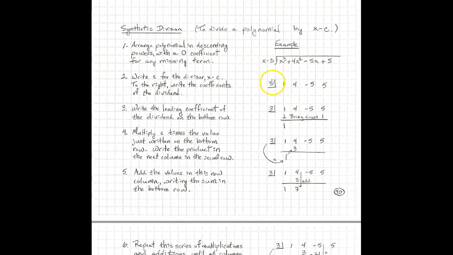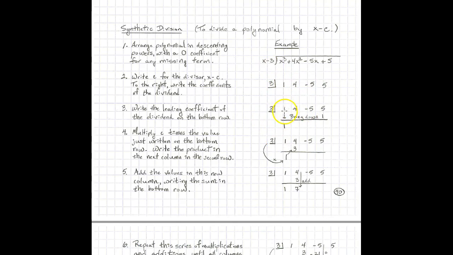So the c is right here, it's 3. You put a little square bracket around it and bring down the coefficient of each term that you're dividing into. So 1 for x cubed, 4 for 4x squared, minus 5 for 5x, 5 for 5. Okay? So you write them that way. And notice I'm breaking it up into step by step. So you would be here at this point.